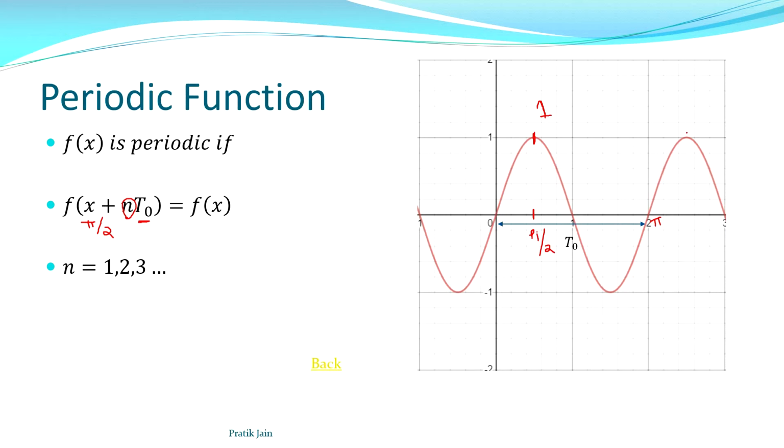The function will always repeat after a certain interval of time. So f of pi by 2 is the same as f of pi by 2 plus T naught. This is also true if you do 2 T naught. This was pi by 2, you add one T naught, add one more T naught, again you will get 1, and so on. Any n T naught gives you the same value as f of x. Wherever you see the function repeating, that interval you can call T naught. So this thing is equal to this thing. I hope this is clear. Okay, let us go back.